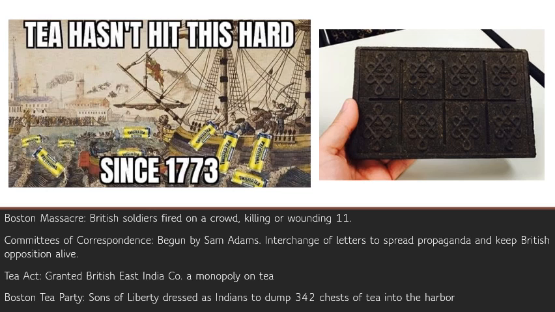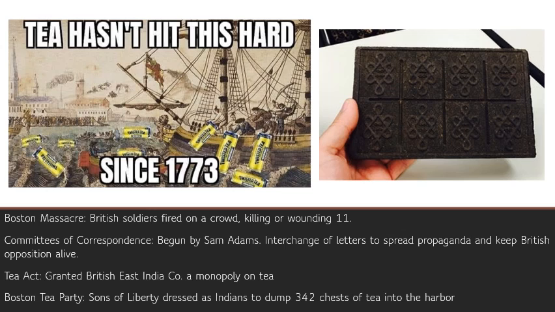So one of the big things that's going to happen as a result of all of these new soldiers coming in is there's a lot of tension. Soldiers are being quartered, meaning that they're being kind of forced into people's homes. There's just a lot going on. Everybody's pretty mad, and it's going to come to a head with the Boston Massacre when the British soldiers fire on a crowd, killing or wounding 11.